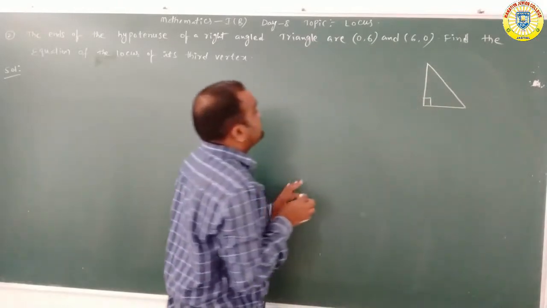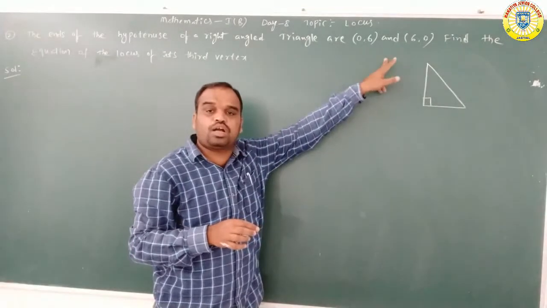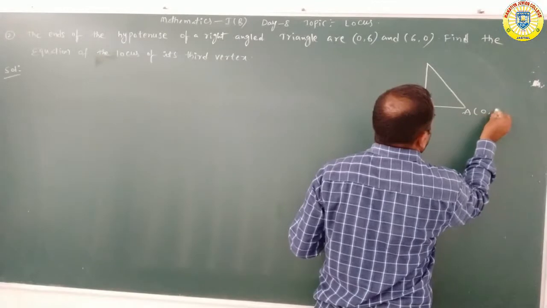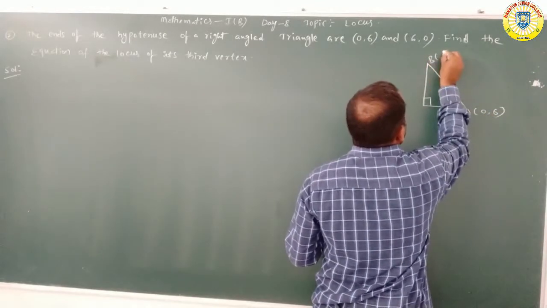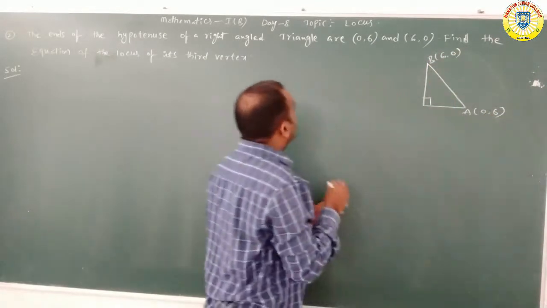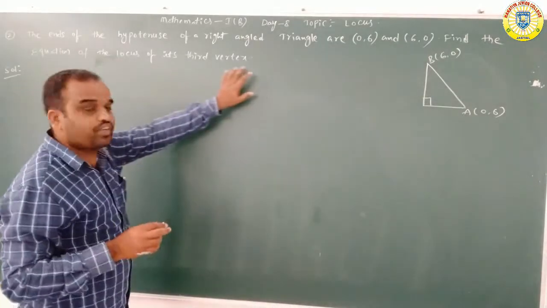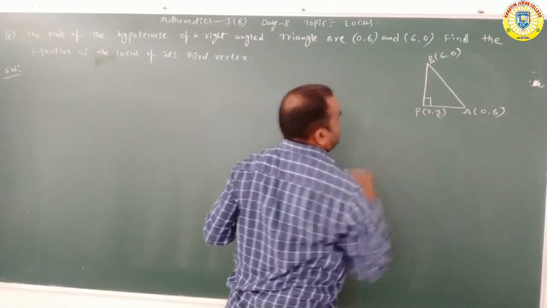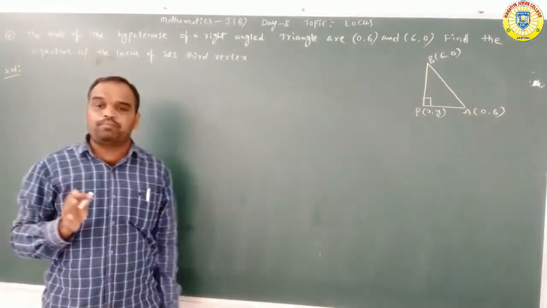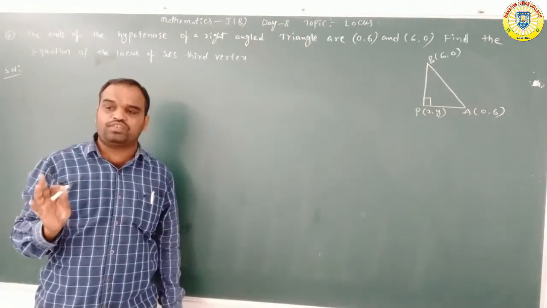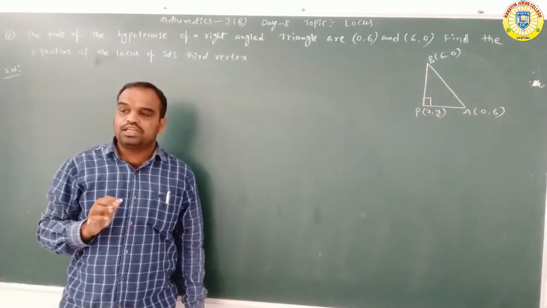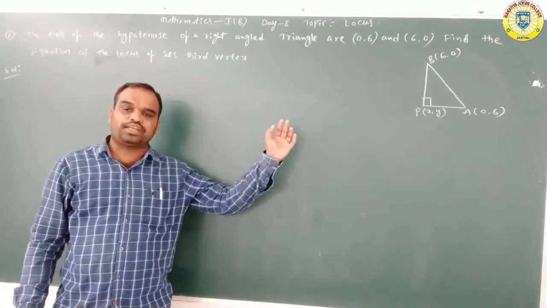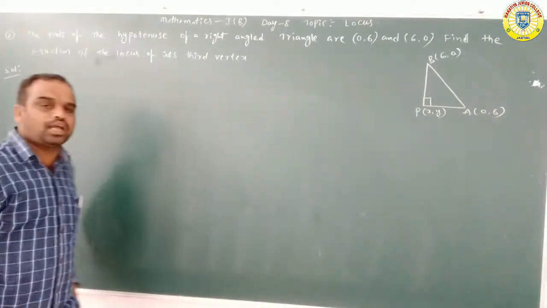The ends of the hypotenuse of the right angle triangle are (0, 6) and (6, 0). Here we are taking A is equal to (0, 6), B is equal to (6, 0). Then find the equation of the locus of its third vertex. This third vertex is P, we are taking P is equal to (x, y). Hypotenuse is given. Hypotenuse is possible for only which type of triangle, sir? Right angle triangle. In other triangles we cannot find the hypotenuse. That's why we are taking a right angle triangle. Okay now?